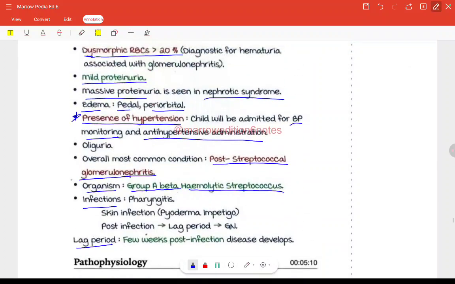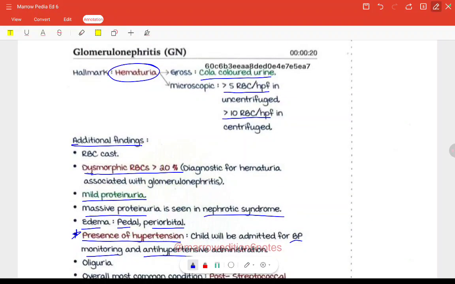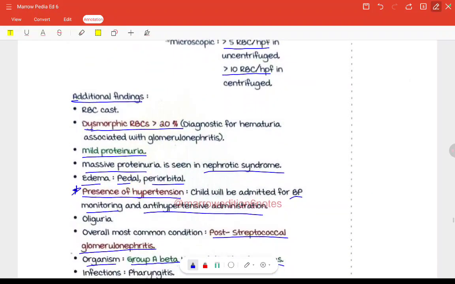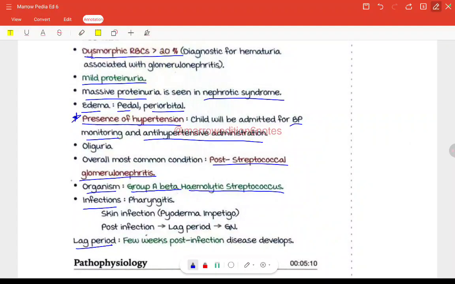Okay, so what we read here is findings of the glomerulonephritis. Main were hematuria with dysmorphic RBCs, mild proteinuria, hypertension, and most common condition is post-streptococcal glomerulonephritis. An organism is group A beta hemolytic streptococci. Infection can be pharyngitis, skin infection also, right?